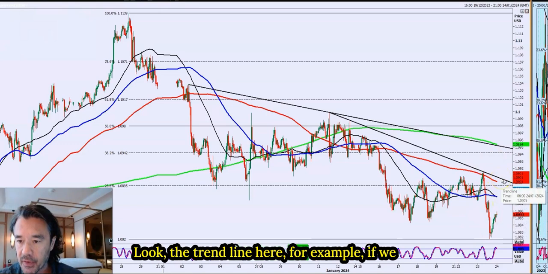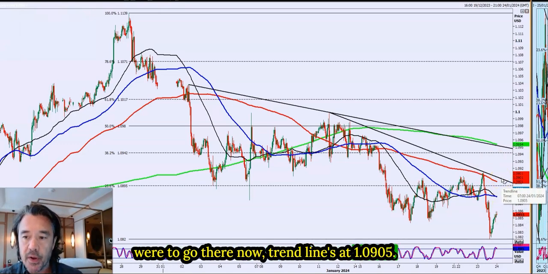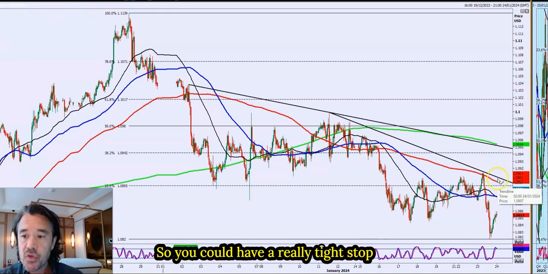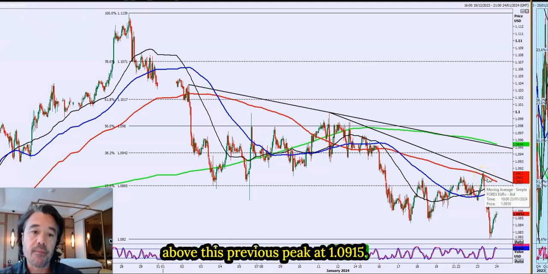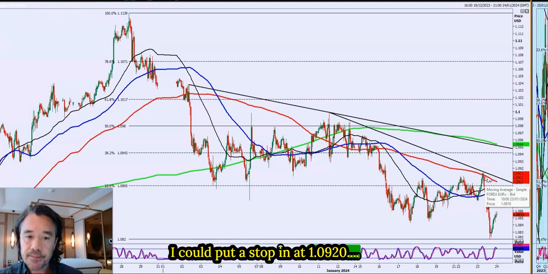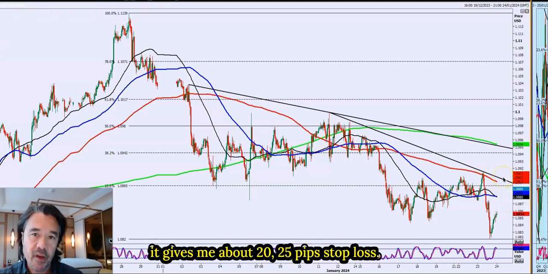Look, the trend line here, for example, if we were to go there now, trend line's at 109.05. So you could have a really tight stop above this previous peak at 109.15. I could put a stop in at 109.20. It gives me about 20-25 pips stop loss.